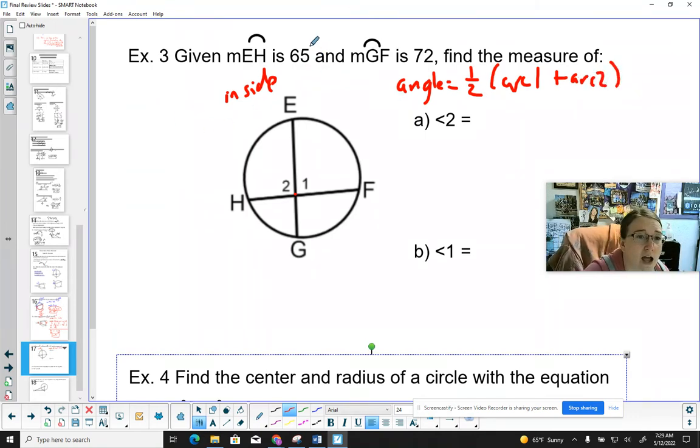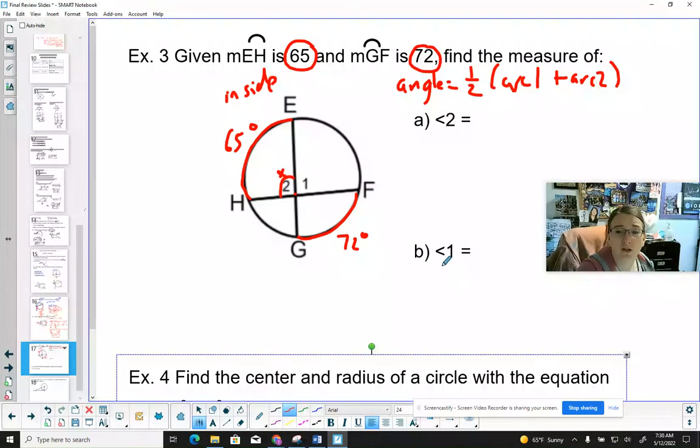Now, again, sorry guys, I need you to go ahead and label your picture. We have EH is 65. Can you put 65 on the picture and 72 on the picture? So 65 is EH, that's 65 degrees, and GF is 72. Then I'm going to find both angles. It says find the measure of angle 2 first and then angle 1. So I'm going to find angle 2 first, and I'm going to call that x.